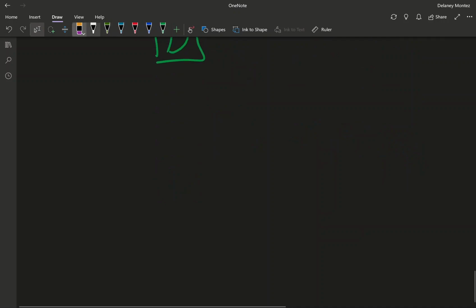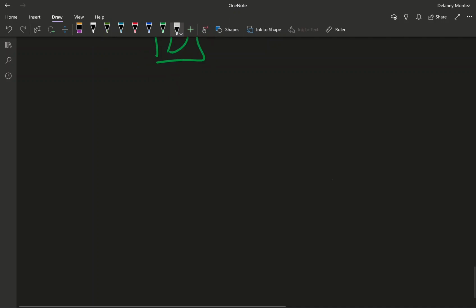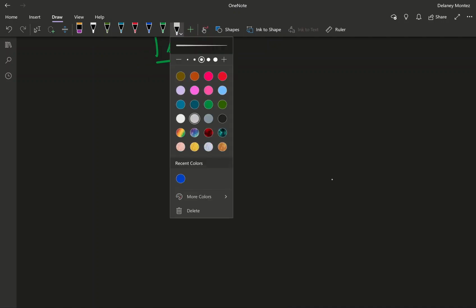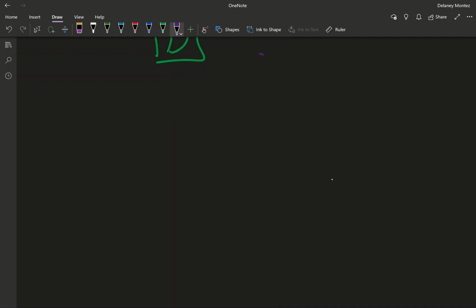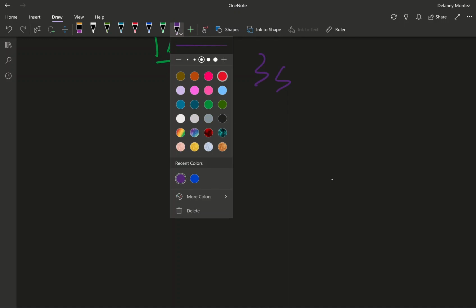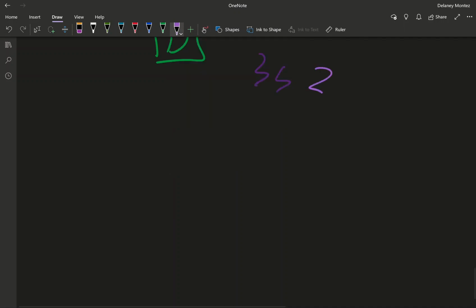Okay, let's do a different color. Let me see, do I have dark green? I like dark green, but can I add another pen? Oh, I can. We don't have any purple, do we? Let's see what would look good. Can you do more color? No. Maybe that. There we go.